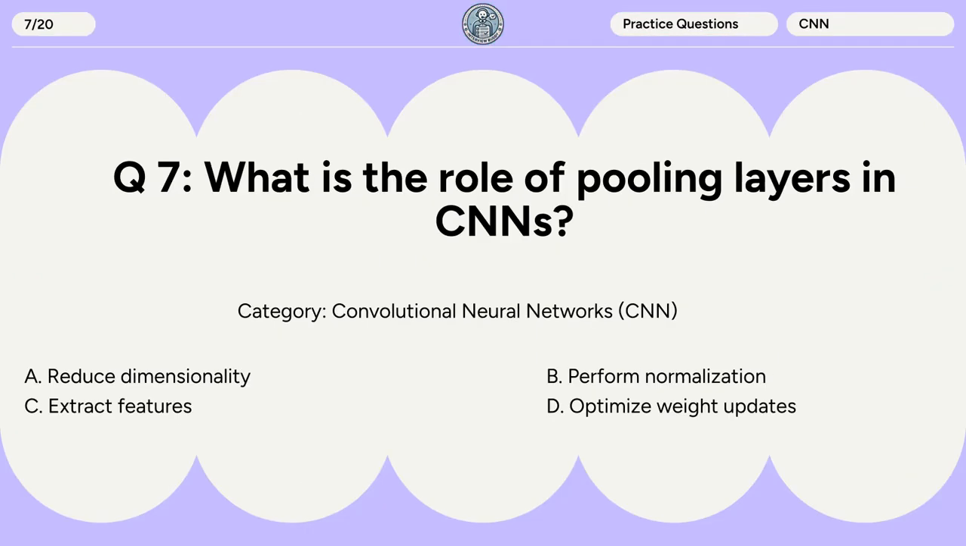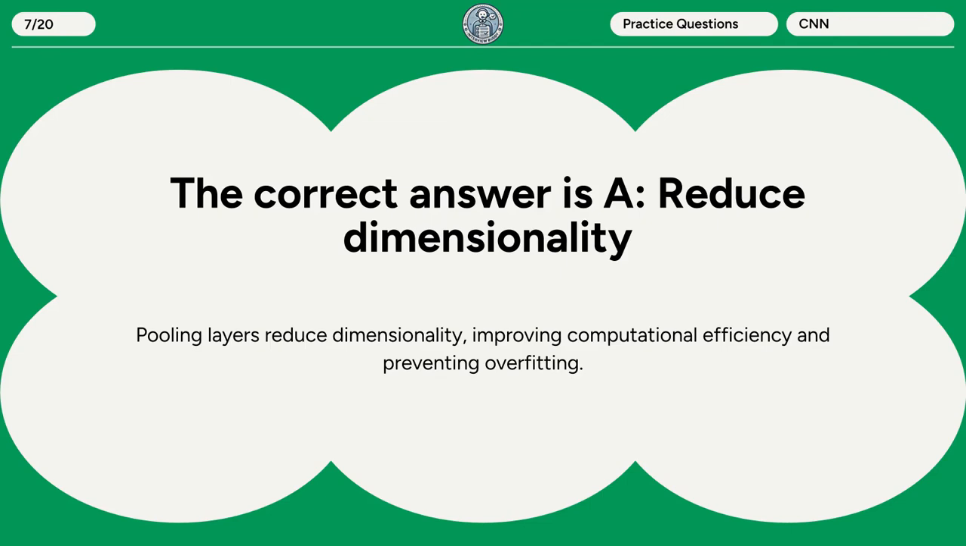Question 7. What is the role of pooling layers in CNNs? A. Reduce dimensionality. B. Perform normalization. C. Extract features. D. Optimize weight updates. The correct answer is A. Reduce dimensionality. Pooling layers reduce dimensionality, improving computational efficiency and preventing overfitting.